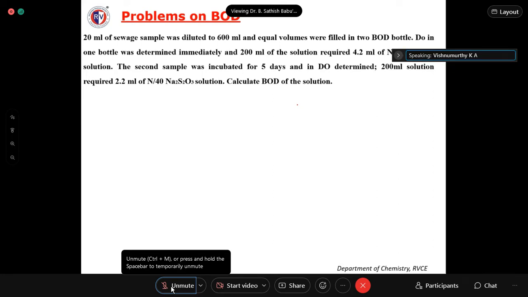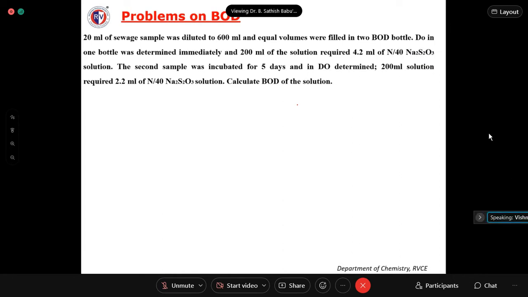What is dilution water? I think sir has explained. Dilution water means you are going to add some water which contains micronutrients, so FeCl3, MgCl2, all those things, along with pH buffer and then sludge. That water is called dilution water. That will be added to your 20 ml of sewage sample. Once you add it into the 20 ml of sewage sample, then the total volume is 600. That means diluted to 600. Remember that point because that will be creating a lot of confusion during the examination. Diluted means total volume is 600.